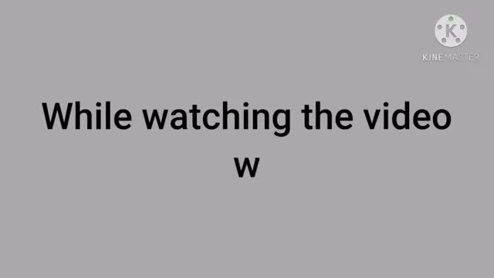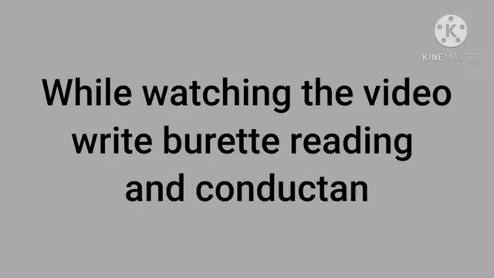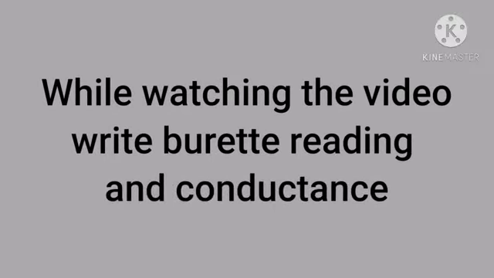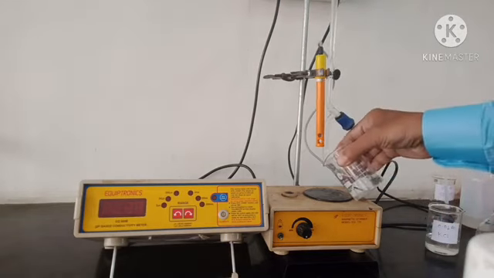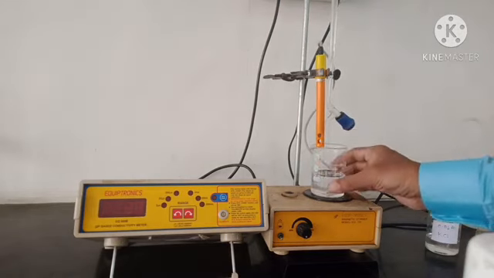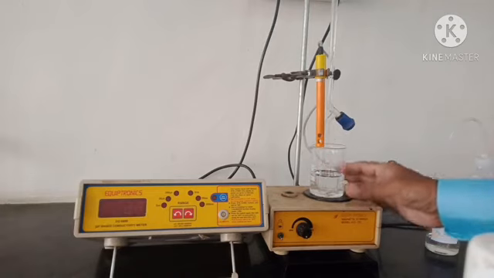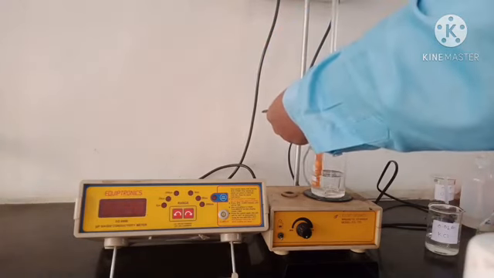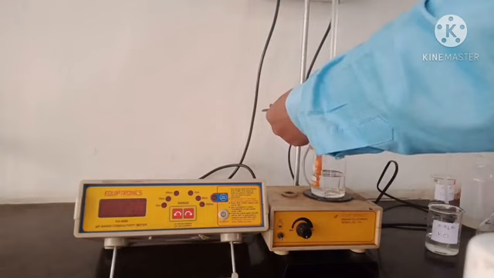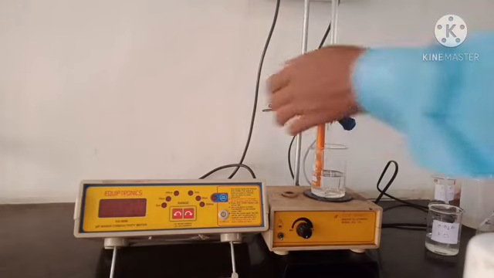While watching the video, write down the burette reading and the conductance so that you can perform the calculations. Now we will perform the conductometric titration between NaOH and acetic acid. I have taken acetic acid in a beaker and I will put it on a magnetic stirrer so that the solution can be constantly stirred during the experiment. I will dip the conductivity cell properly into the acetic acid solution.